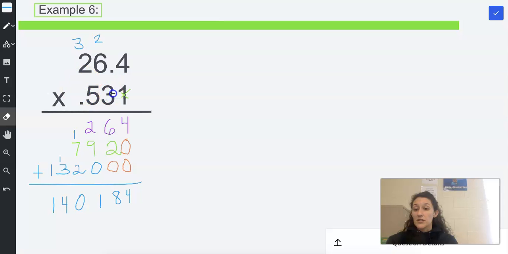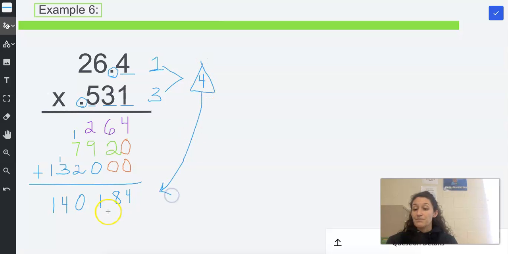So I go back up here so that I can see the numbers I erased. And then I look at this number. How many decimal places are there? Well, I see 1 digit after the decimal, so that's 1 decimal place. In this number, I see 1, 2, 3 digits to the right of the decimal place, so that's 3 decimal places. Together, that makes 4 decimal places. So now I bring this number down to the bottom.